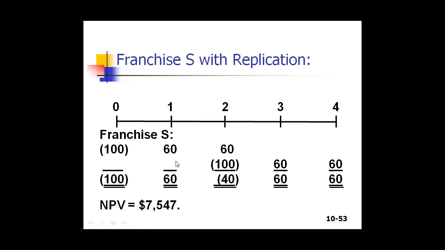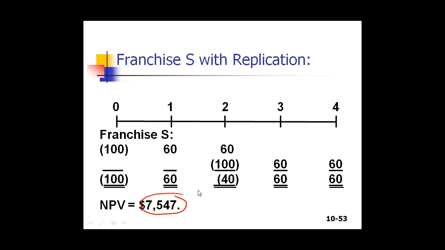So you would have 100, 60, 60, and then you would make an investment again at the end of year 2, which would mean that you have a net cash flow of minus 40, and then 60 and 60 again. Can you find the NPV of this? You should get this NPV. Now, is this NPV more than the NPV of L?